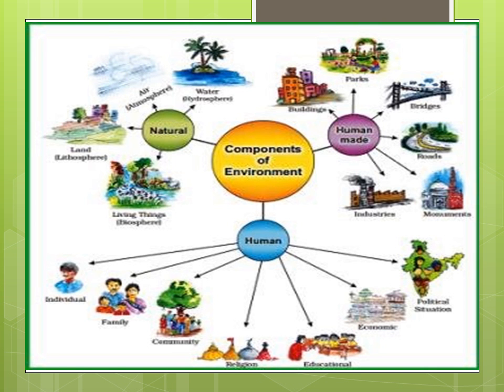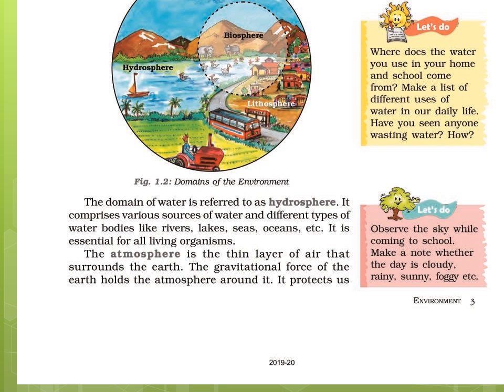This is the figure from your textbooks. There's natural, human-made, and human. So now we are going to study in detail about all these three components of environment. What is natural environment? Land, water, air, plants, and animals comprise the natural environment. Environment is a broad term; we are going to study one by one.